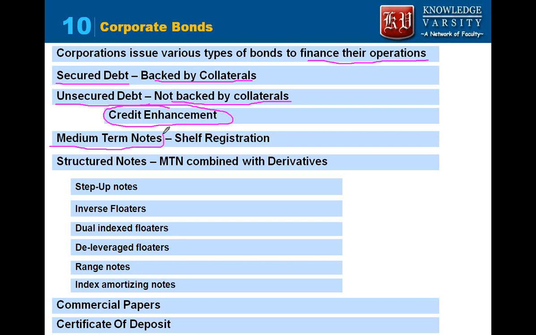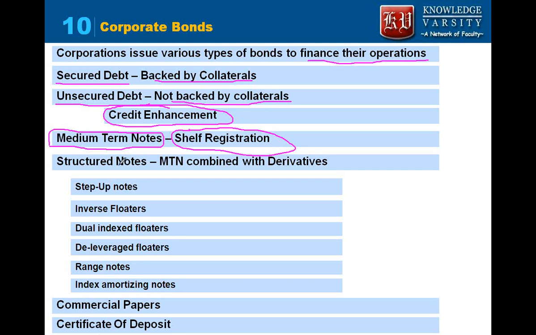Also there has been issue of medium term notes. In this, the corporation takes permission from the Fed that we will be issuing this much of bond, so they will go in for a shelf registration. Let's say they have taken the shelf registration for 5 years, and each year they will be issuing some of these bonds. So registration is done only once.